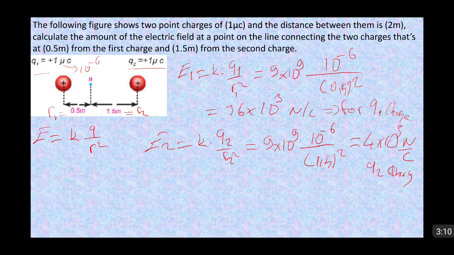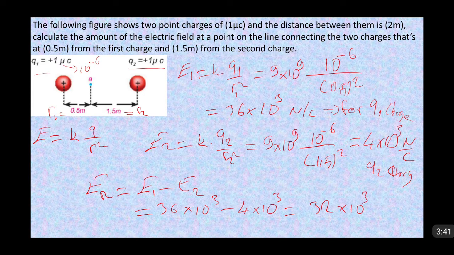Now we are finding the resulting or net electrical field. Result equals first electrical field minus second, equals firstly 36 multiplied 10 power 3 minus 4 multiplied 10 power 3 equals 32 multiplied 10 power 3 Newton over coulomb, our result. Let's continue.